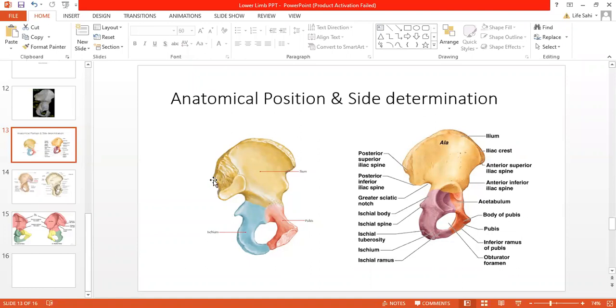And posteriorly by a similar, less sharp projection called the posterior superior iliac spine.